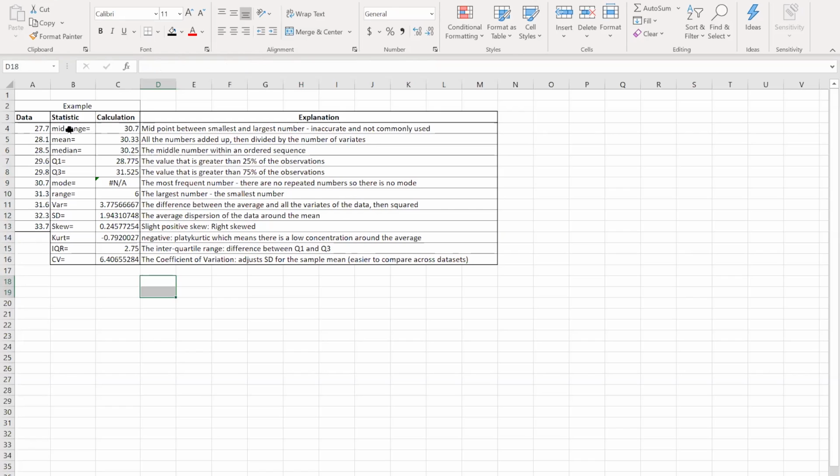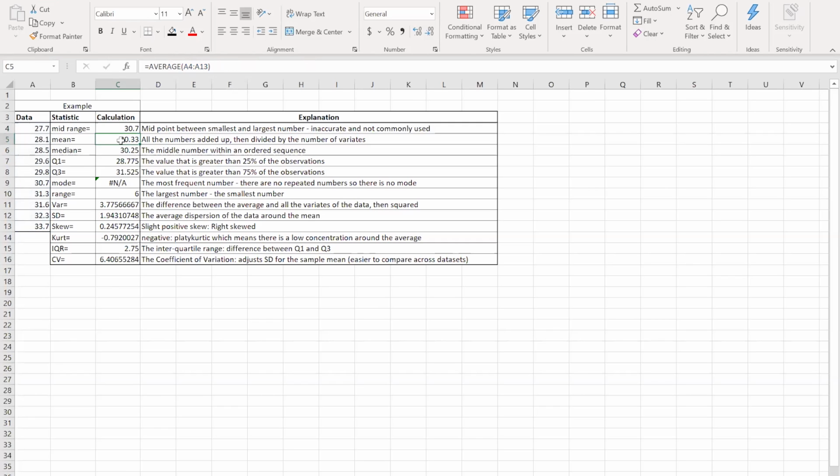So for our mid-range, we've got our maximum value plus our minimum value divided by 2. And we're using the max and min function. So the max finds the maximum number out of the selected range of data. The minimum finds the minimum value from the selected range of data. We're adding them together, dividing by 2. We're finding the average or the midpoint between the smallest and largest numbers. It's not super commonly used, but just for completeness sake, we're going to go over it.